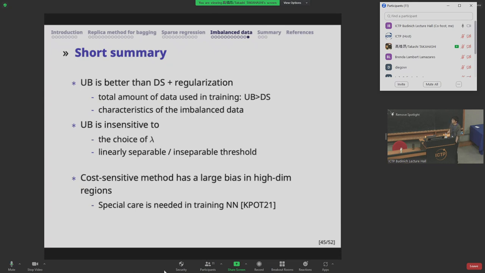And the cost-sensitive method performs much worse than the undersampling method. So you need special care for such cases. But training a special cost function is a bit difficult. So I think the undersampling method is very useful. Undersampling is the best recommended way.